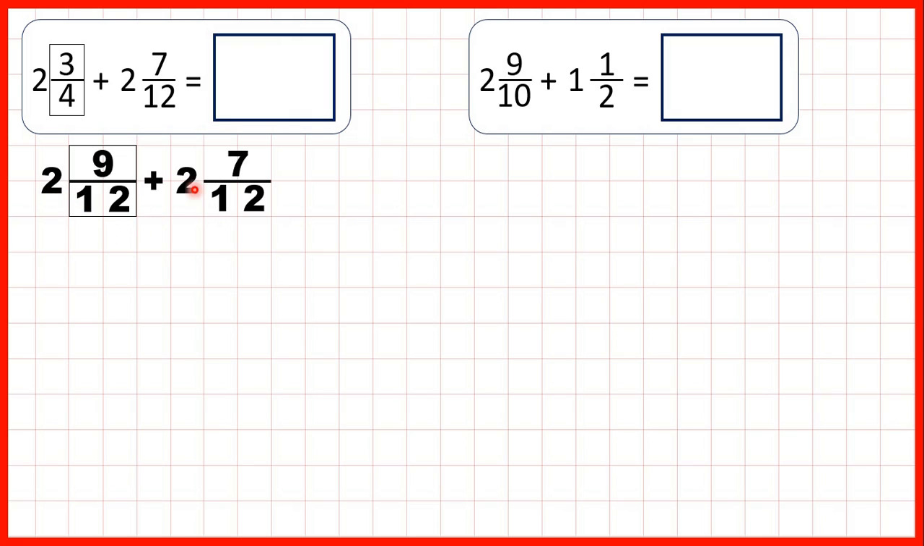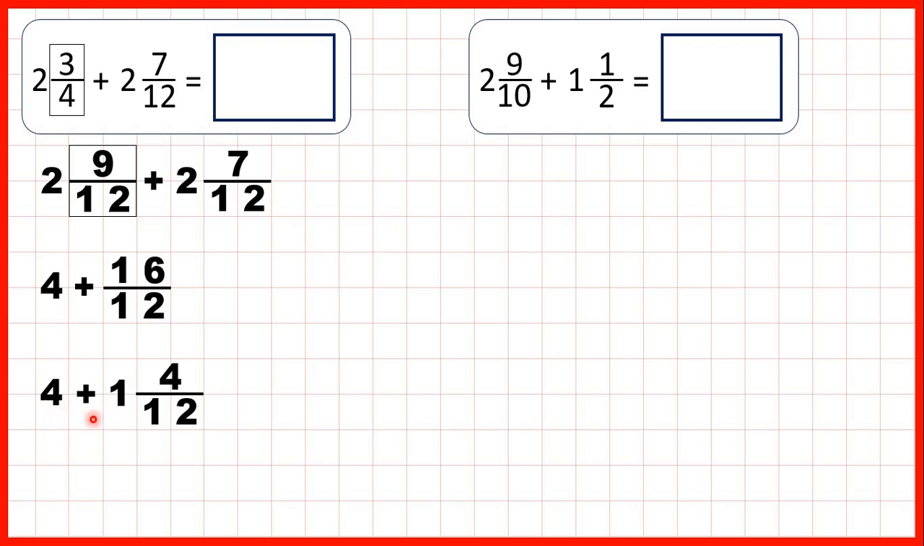Here we can see 2 plus 2 is 4, but we need to add 16/12 that we've got from adding 9/12 and 7/12. What we do is change 16/12 back into a mixed number, so we can rewrite our question again as 4 plus 1 and 4/12. That's the same as 16/12 because 16 divided by 12 is 1 remainder 4, or because 1 times 12 is 12, and then we need 4 more to get to 16.